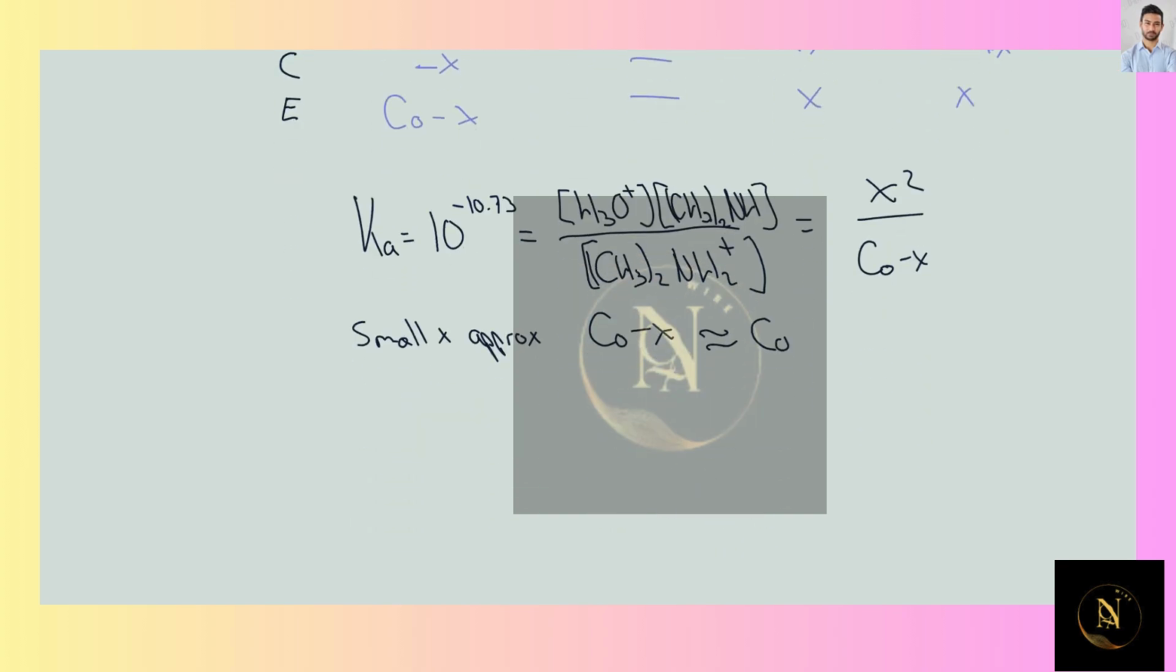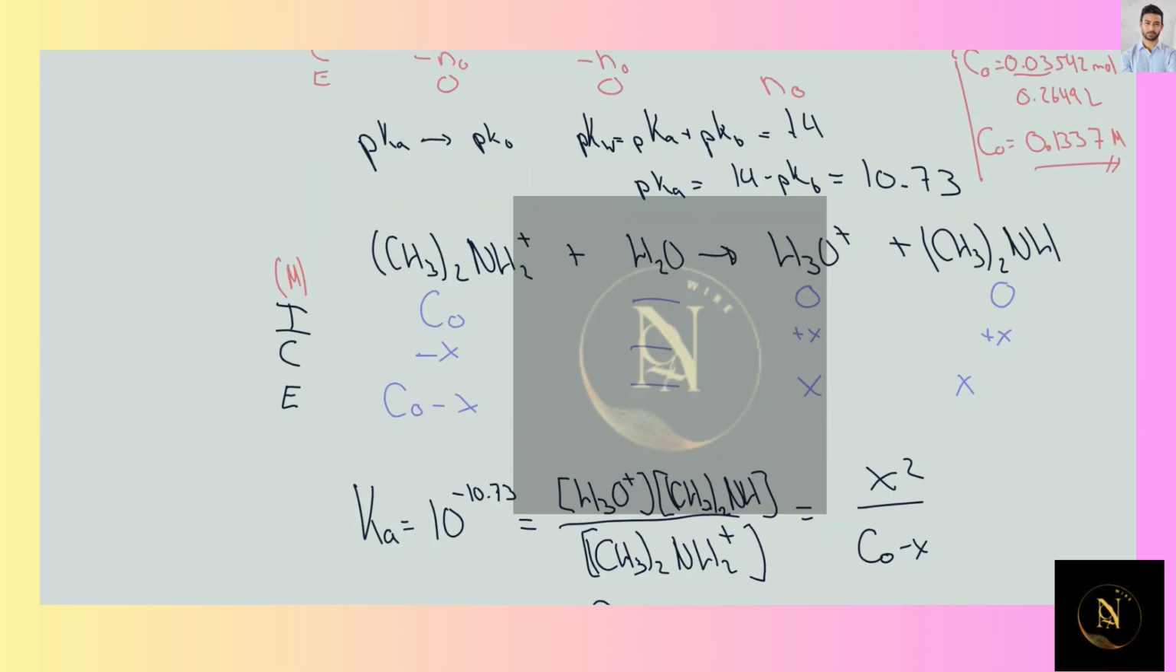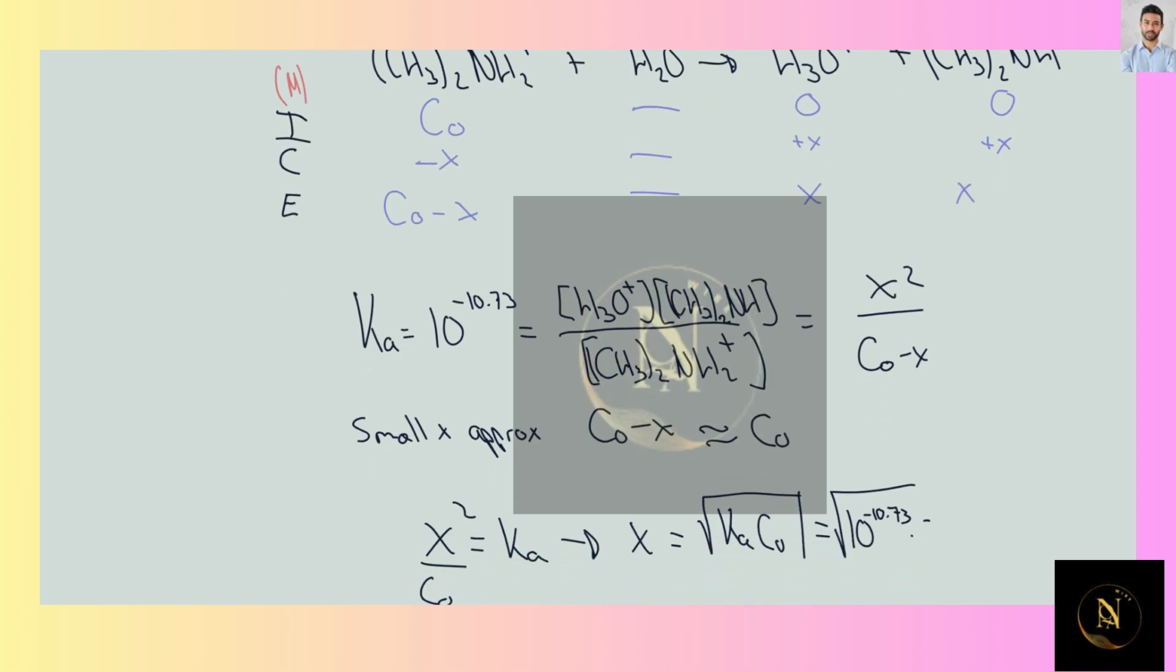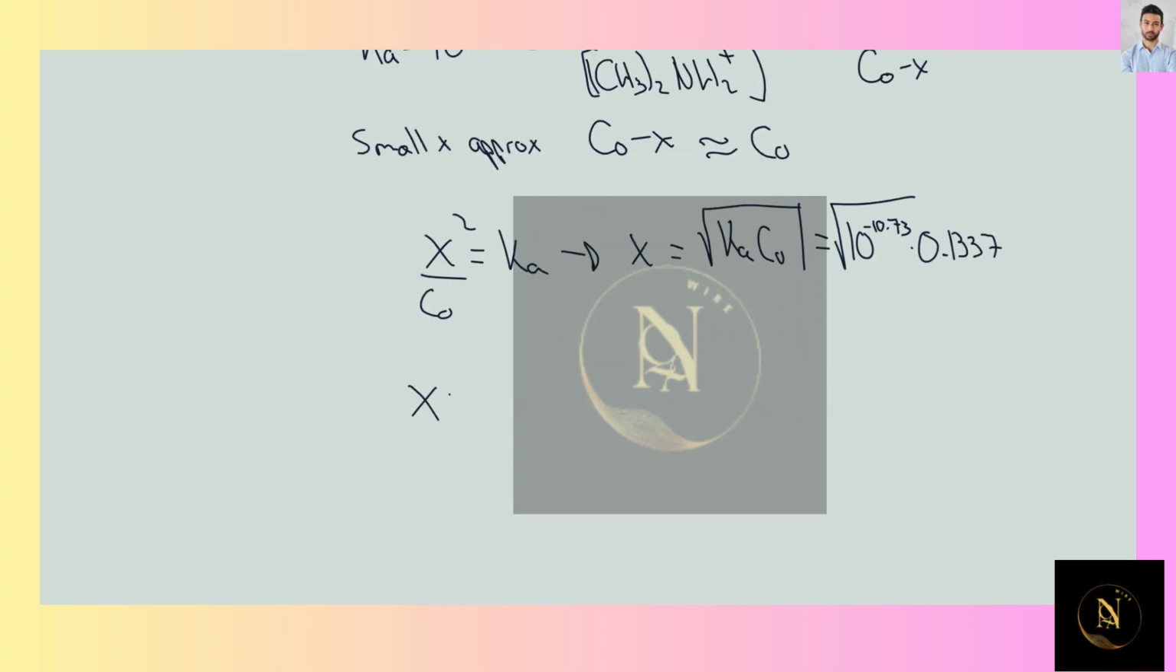That implies that x squared over C0 would be equal to Ka, leading us to x being equal to the square root of Ka times C0. Replacing the values, 10 to the minus 10.73 times my initial concentration of 0.1337 gives us a value of x equal to 1.5785 times 10 to the minus 6, and this is going to be equal to the concentration of H3O plus that we're going to have in equilibrium.